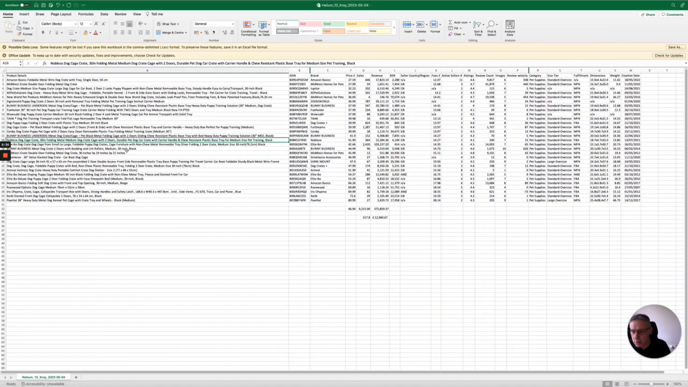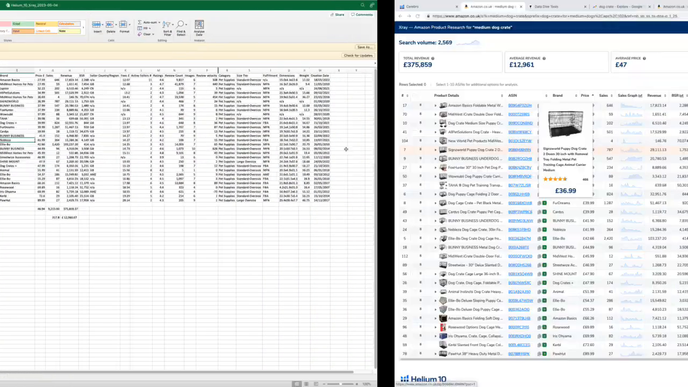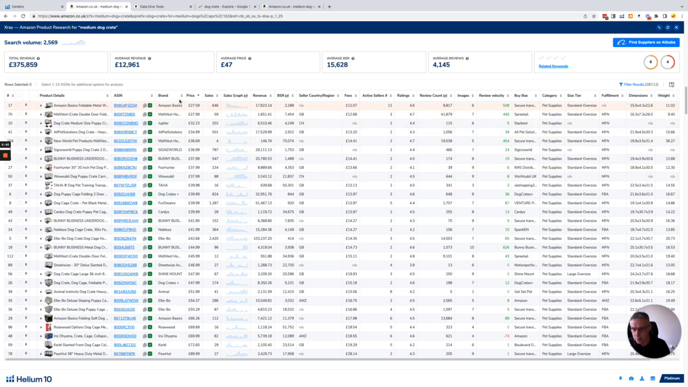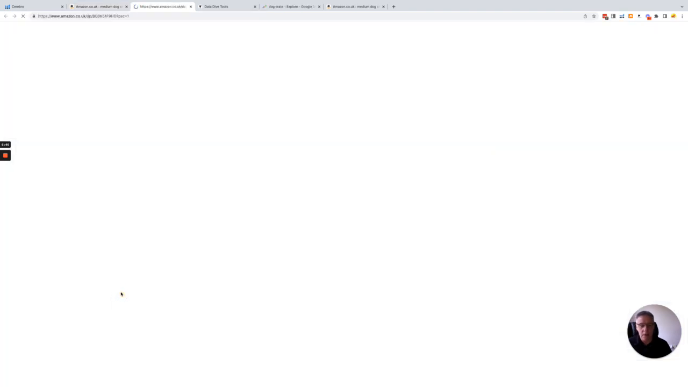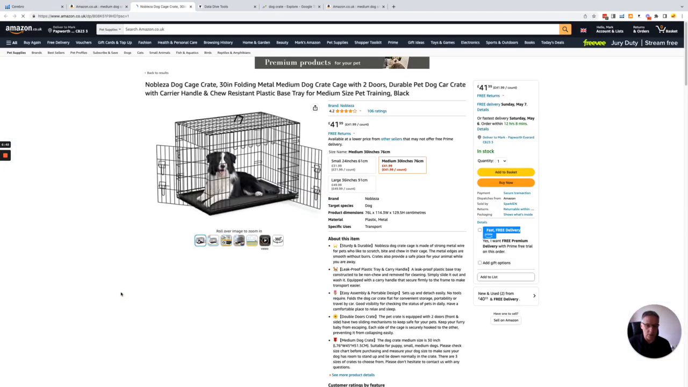see if we can find that. Sorry, what was the brand name? Noblesia, if I can pronounce that correctly. There we go. So it's this particular product here. So if I was going to be selling a similar product to this, what are the characteristics that make this? Well, this is the selling price.